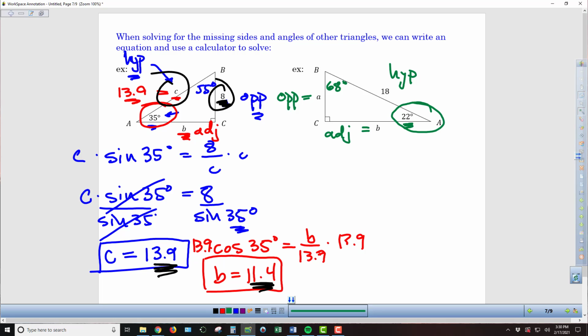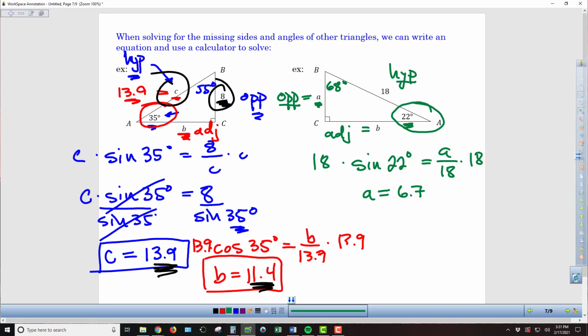That's 18. So if I want to start off solving for a, I have opposite, and I'm going to use my hypotenuse. So once again, that's sine. So I can say sine of 22 degrees equals opposite over hypotenuse, so a over 18. To solve for a, I need to get rid of that 18, so I'm going to multiply both sides by 18. And so I just have to do 18 times the sine of 22 degrees. And so we get an answer of 6.7 when we're all done.